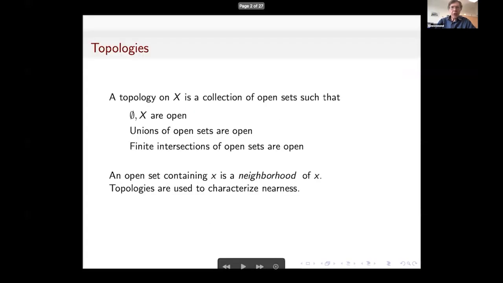A topology is just a collection of open sets. You want the empty space and the whole space to be open. Unions of open sets are open, and finite intersections of open sets are open. And this allows us to characterize nearness.